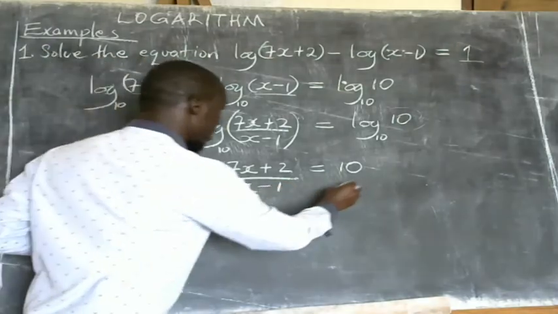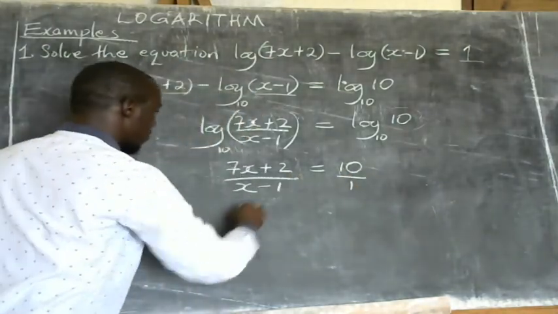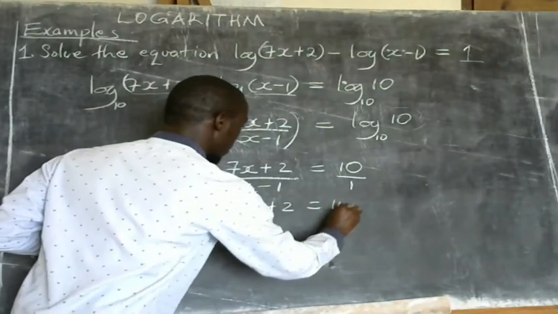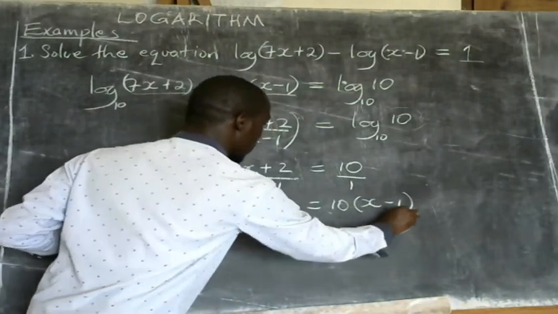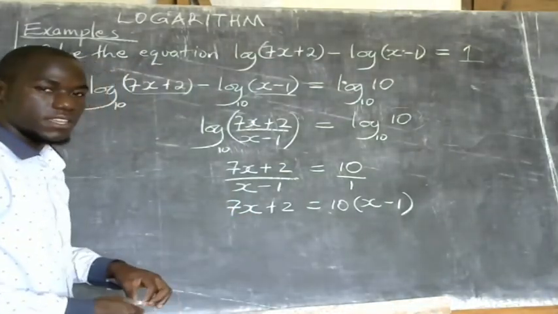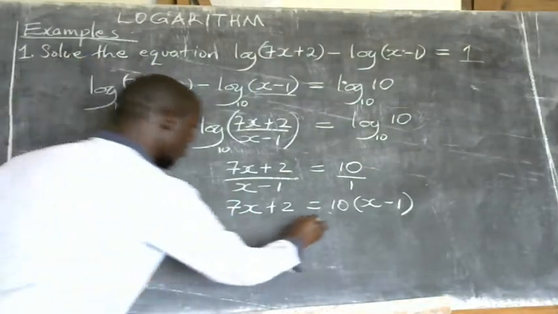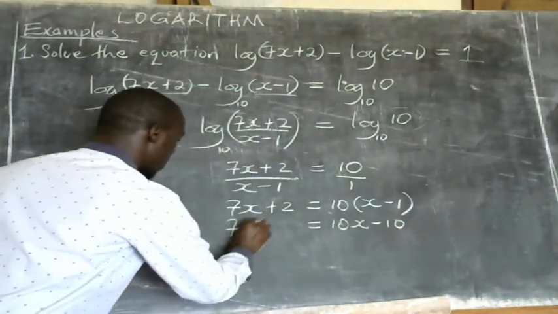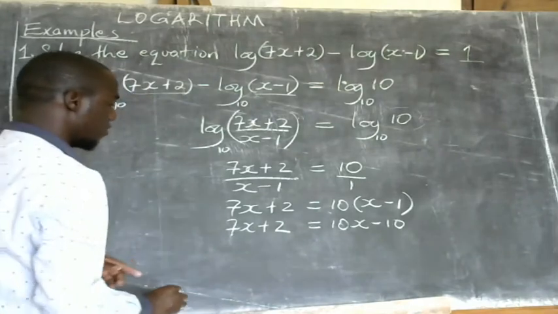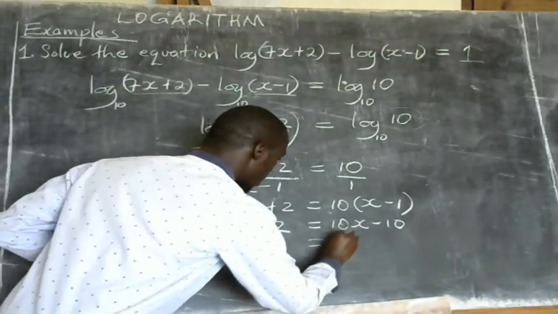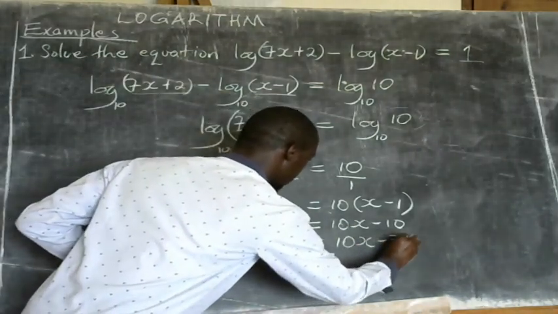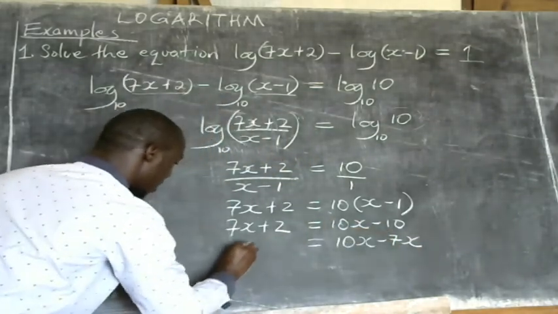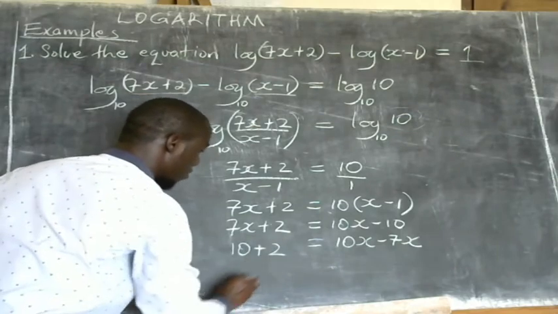So coming back here, this 10 is all over 1, and then cross multiplying, that's going to be 7x plus 2 is equal to 10 into x minus 1. From here, I can simplify and open the brackets on the other side, that's going to be 10x minus 10. This side is 7x plus 2. Then collecting like terms, take 7x to the other side, it becomes a minus. Then bringing the minus 10 to this side, it becomes a positive, and the 2 was also positive.